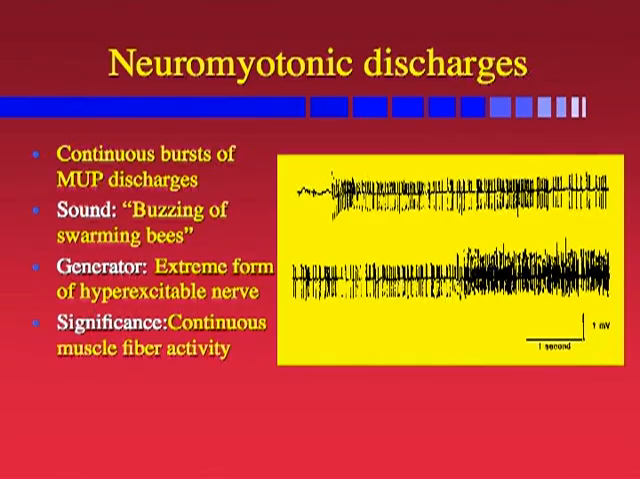Neuromyotonic potentials are a sine qua non for a diagnosis of Isaac's syndrome and familial continuous muscle fiber activity syndrome. Neuromyotonic potentials are also reported with spinal muscular atrophy, peripheral neuropathy, and tetany. Watch and listen to neuromyotonic potentials.